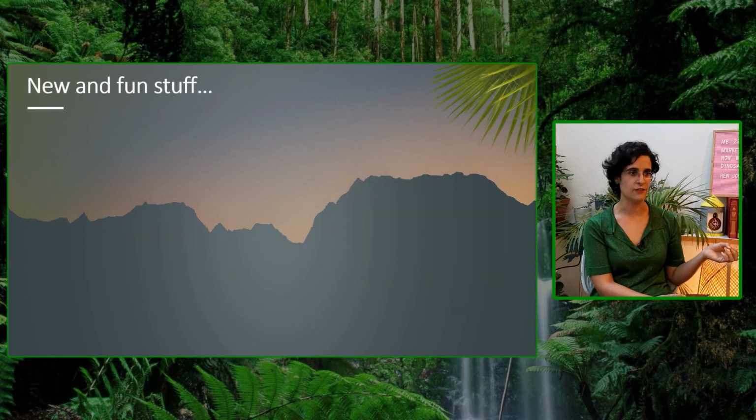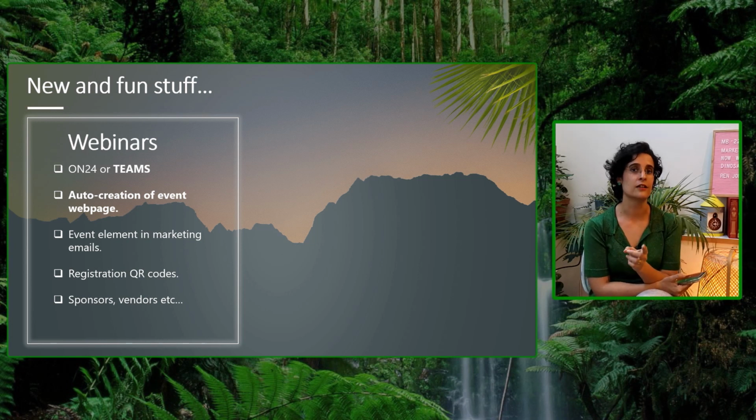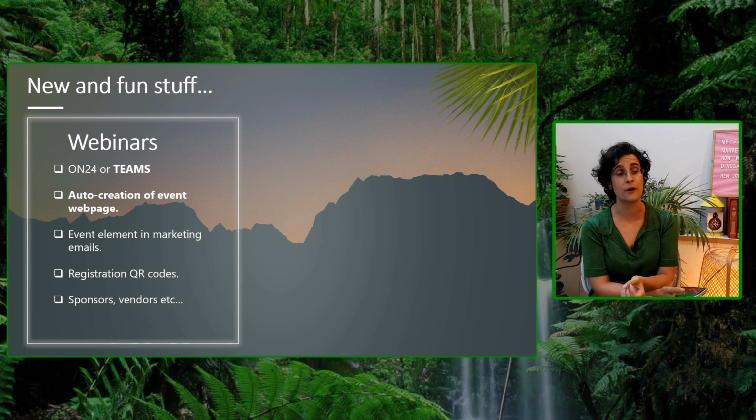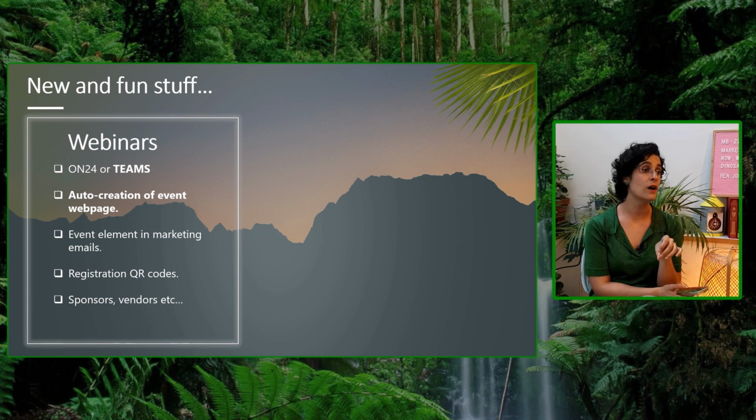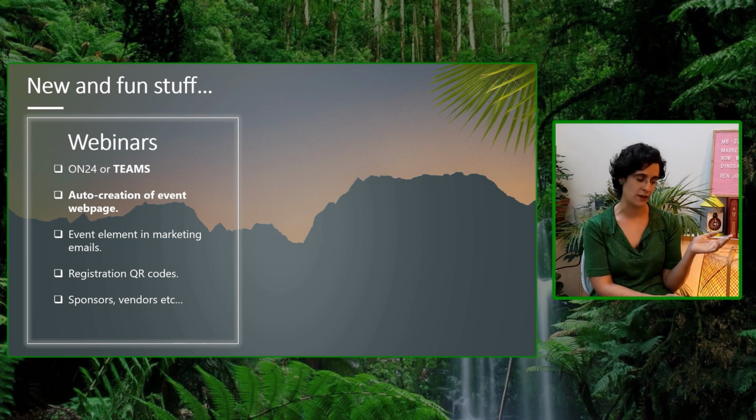All right, new and fun stuff. This is the stuff that Microsoft love, and they're definitely going to ask you about it because they're proud. Firstly, webinars. This is a relatively new thing that you can stream on Teams. The content of the exam gets updated a lot because they like to ask you questions about stuff they're proud of. So know about webinars. Know about the automatic creation of the web page that we saw in the demonstration earlier. Know about the event elements in marketing emails, that we can now put those in there. Know about registration QR codes. Know about all the new standard entities to record things like sponsors and vendors and venues. They're almost certainly going to ask you a couple of questions about that.